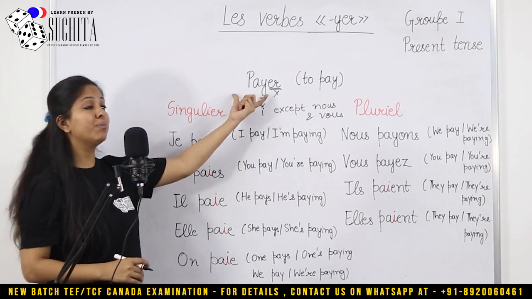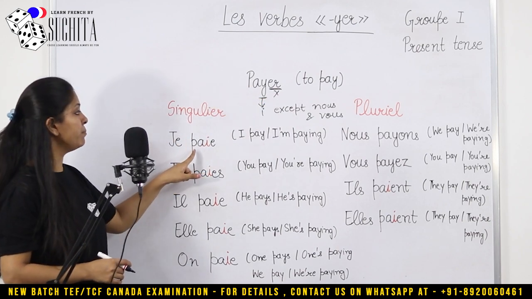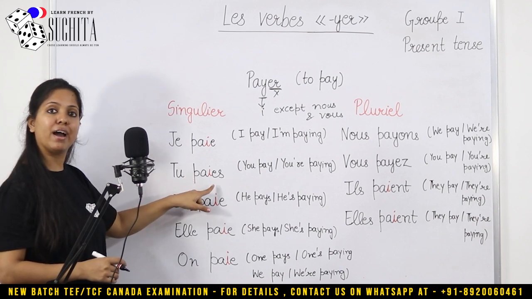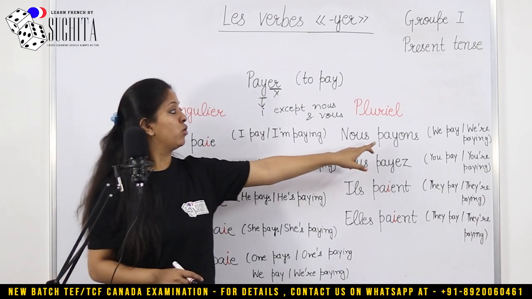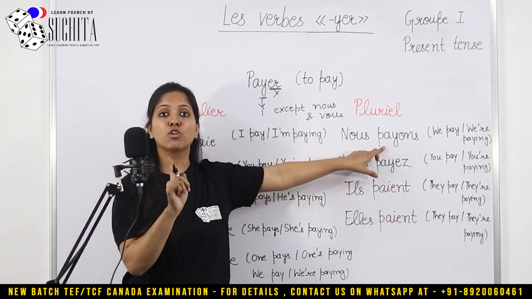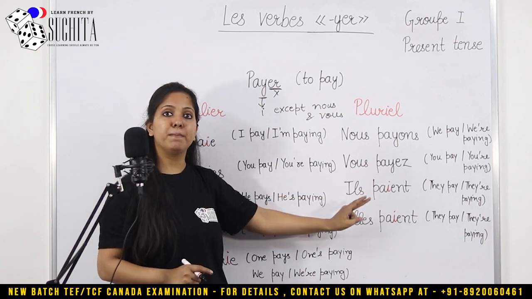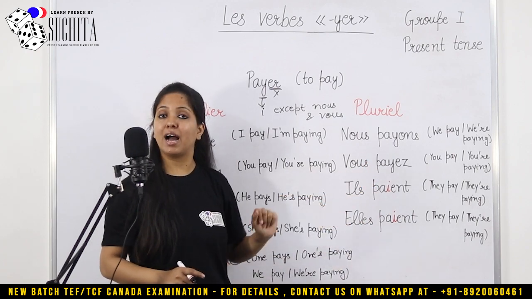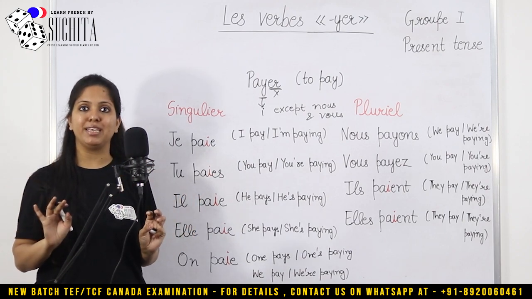For example, that means I can say this radical will become PAI. So this became PAI, PAI, PAI, PAI, PAI. Now, the exception will not apply in the case of nous and vous. So it is PAI, PAI, PAI, PAI, PAY, PAY, PAI and PAI, followed by the endings. Endings are the same, just like the normal ER verb.